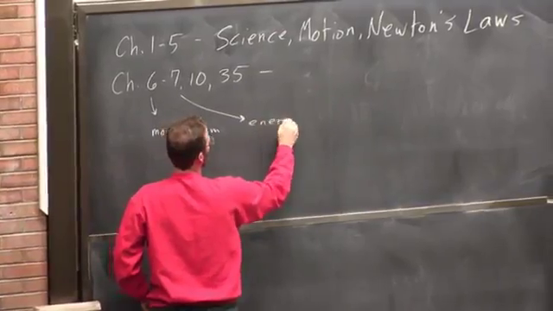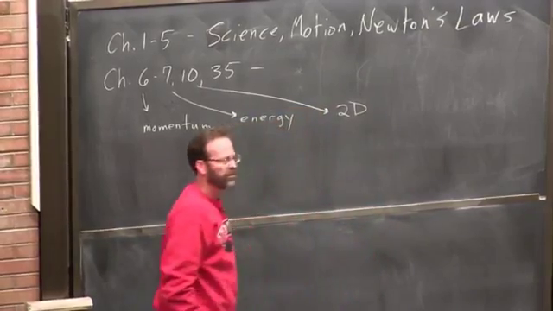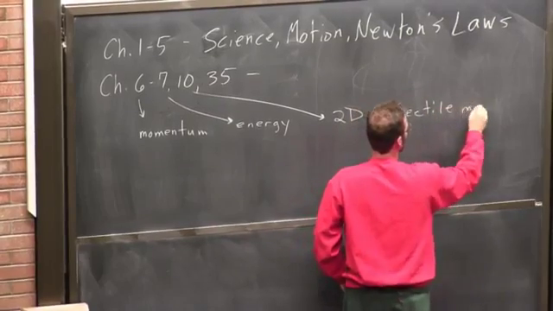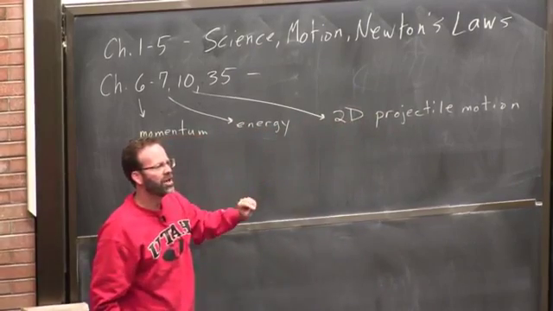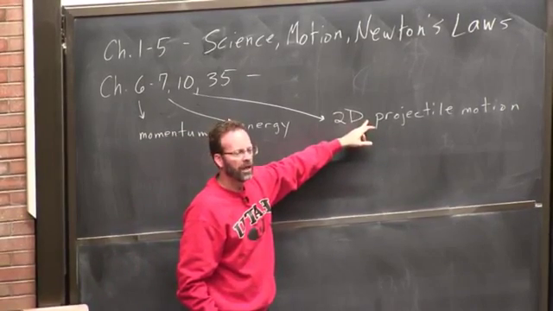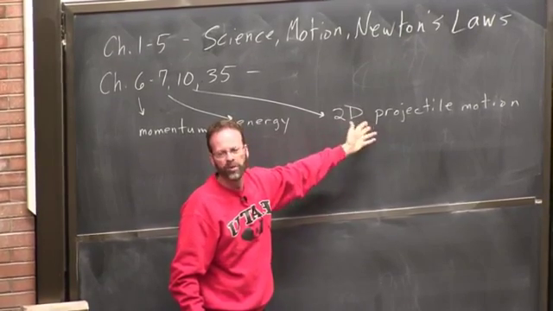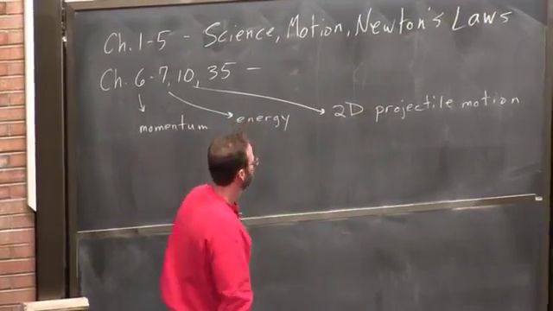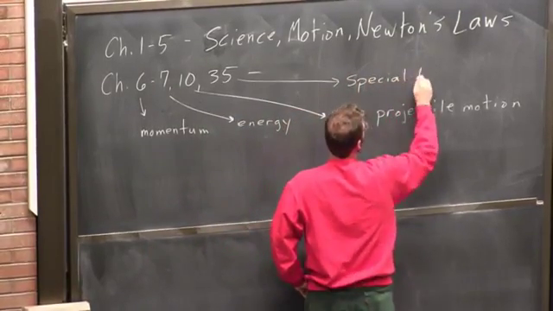Chapter 7 is energy. Chapter 10 is two dimensions, projectile motion. We won't cover all of chapter 10. Everybody listening: the stuff on orbits, I will not be testing you on. I might mention and relate some stuff, but I won't be testing you on the orbits. It's an easy extension from this. And chapter 35 is Einstein's special theory of relativity.